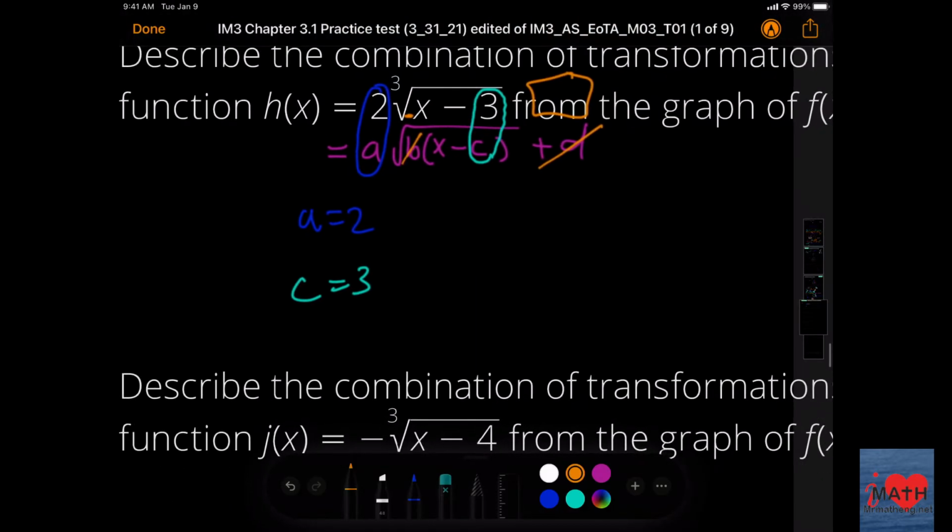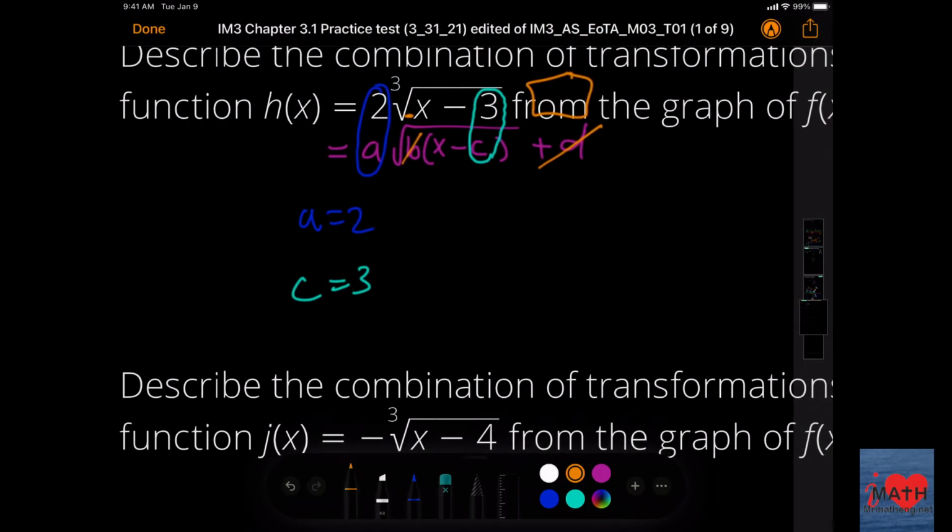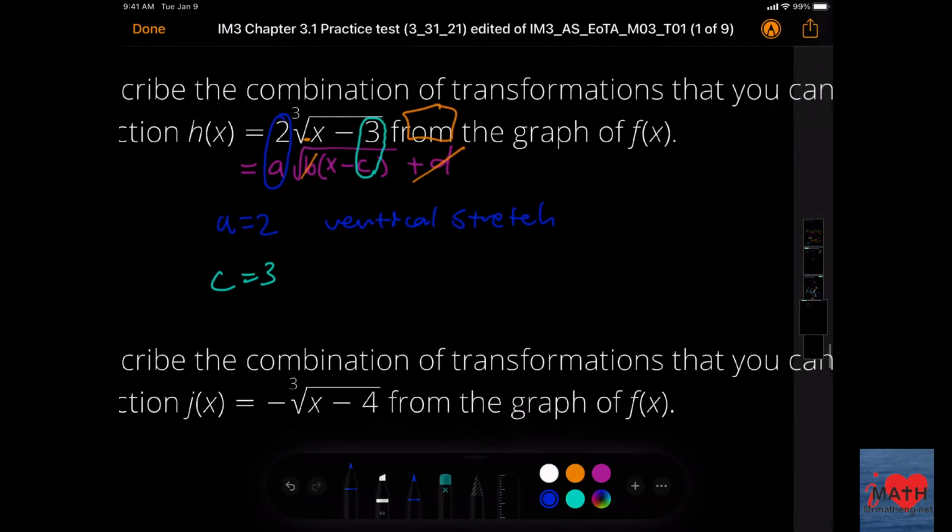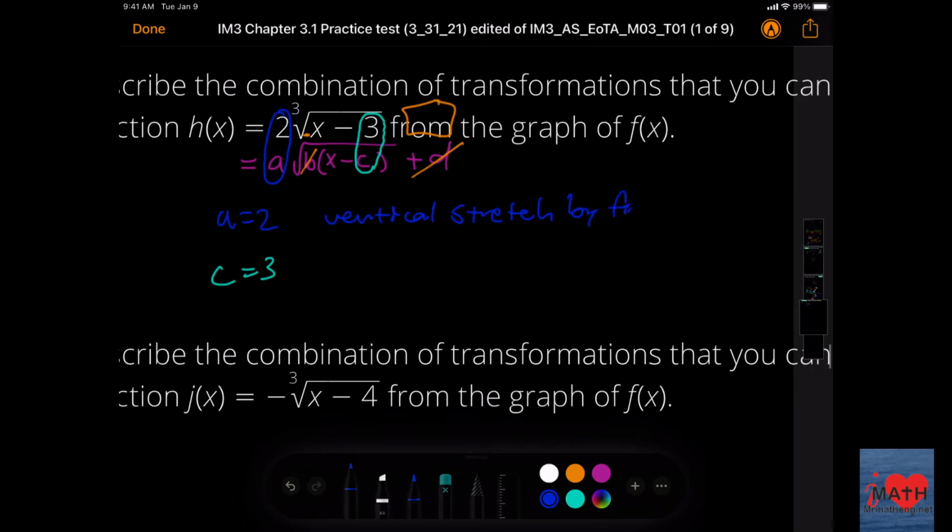So what does a equals 2 mean? It's bigger than 1, so basically we call this a vertical stretch by a factor of 2.